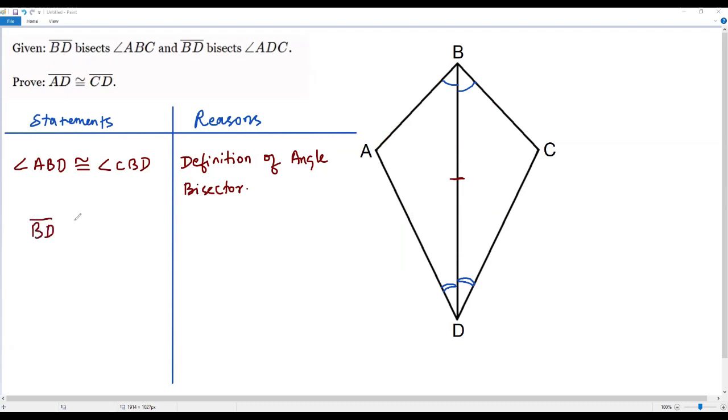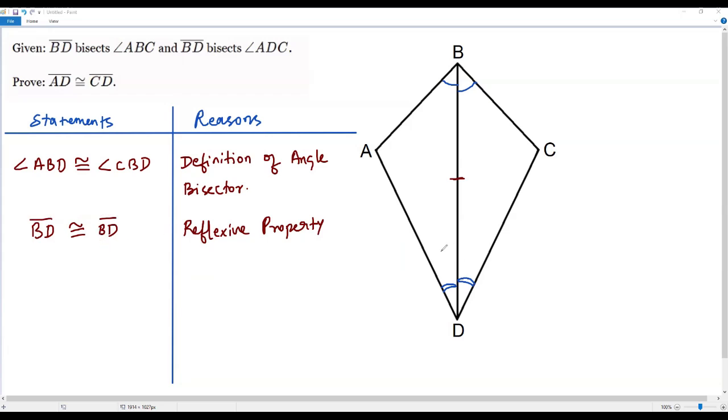So the line segment BD is congruent to BD itself. So that is by reflexive property. Let me write the stuff over here. Reflexive property. Actually, the reflexive property says any line segment is congruent to itself, and also any angle measure is congruent to itself. So here I am saying the line segment BD is congruent to BD itself by reflexive property.